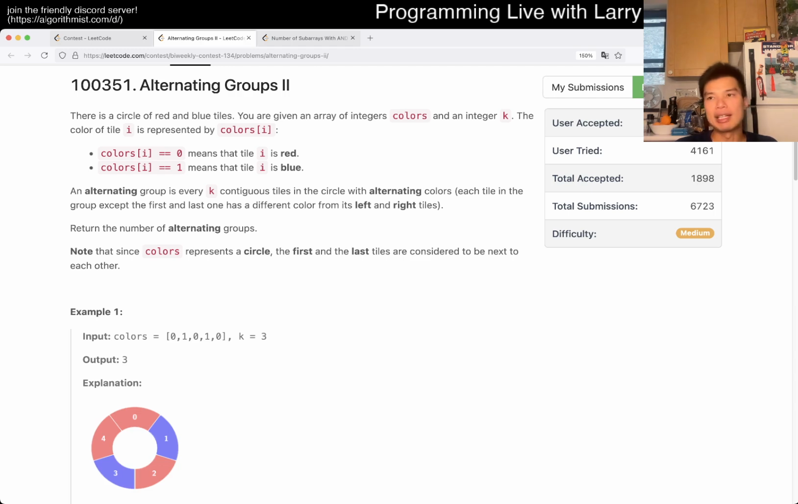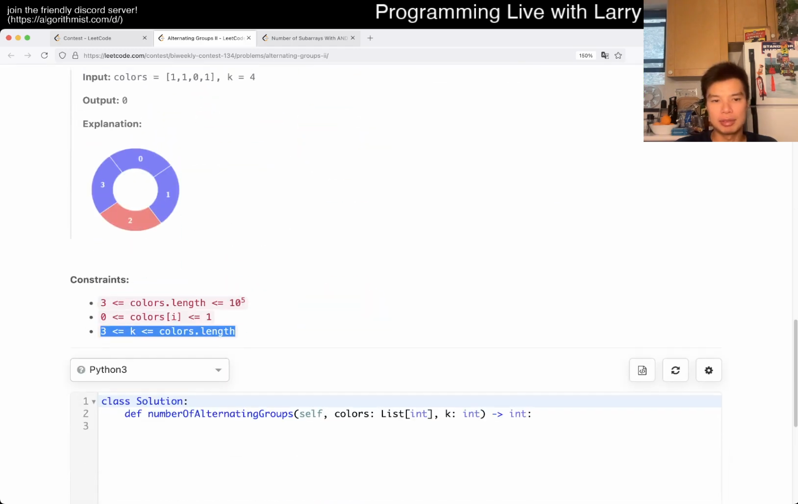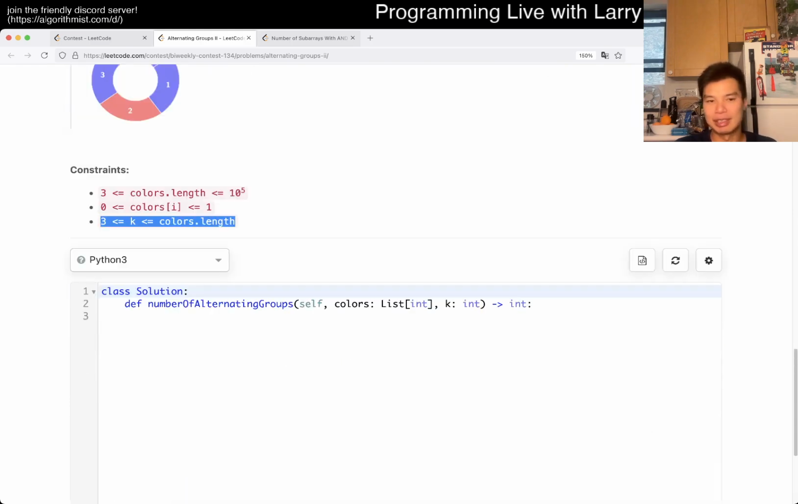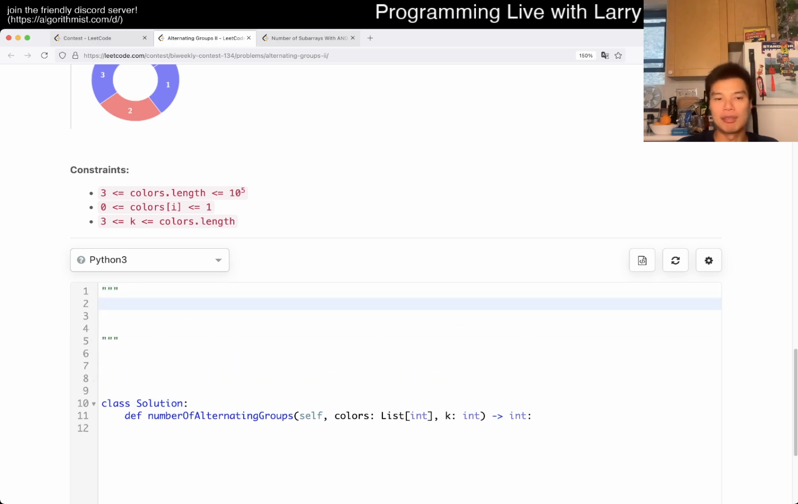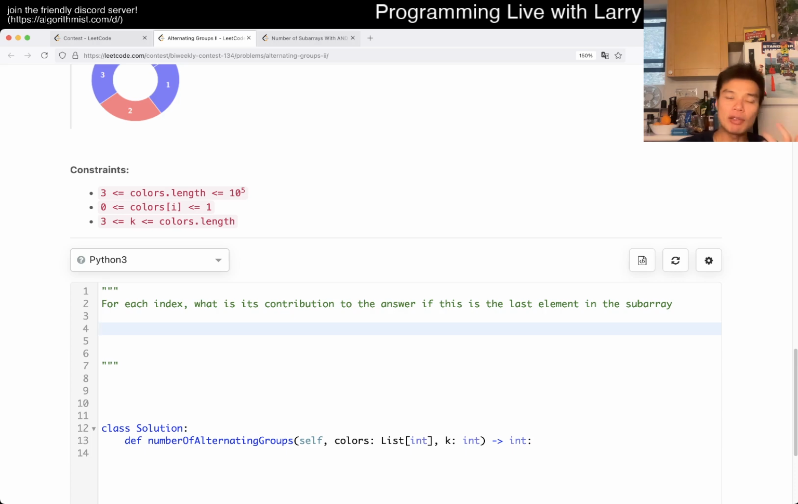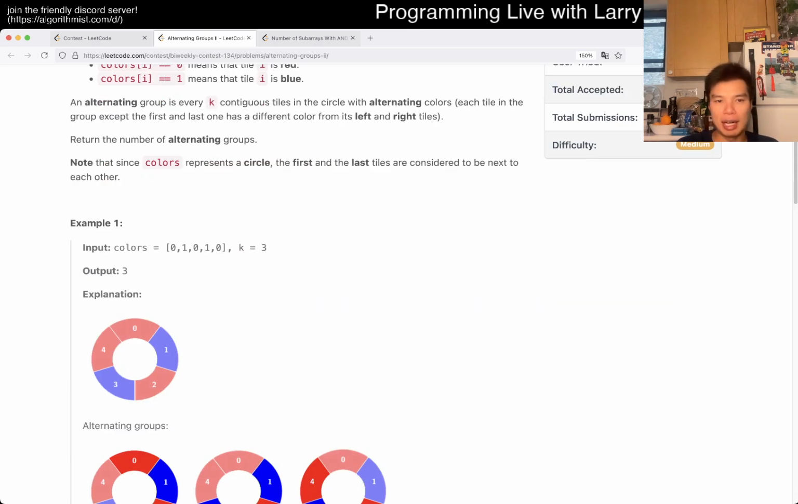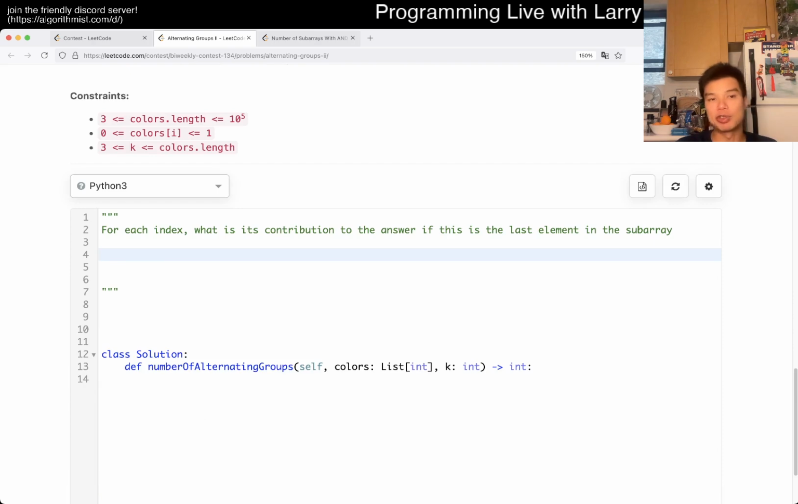The way to think about it, no spoilers anyway, because it's in the other UI. But the way that I think about it is using contributions. Meaning, for each index, what is its contribution to the answer maybe? If this is the last, or the right side of a subarray, the last element in the subarray. There may be other ways to think about it, but the way that I thought about it was just by using streaks.